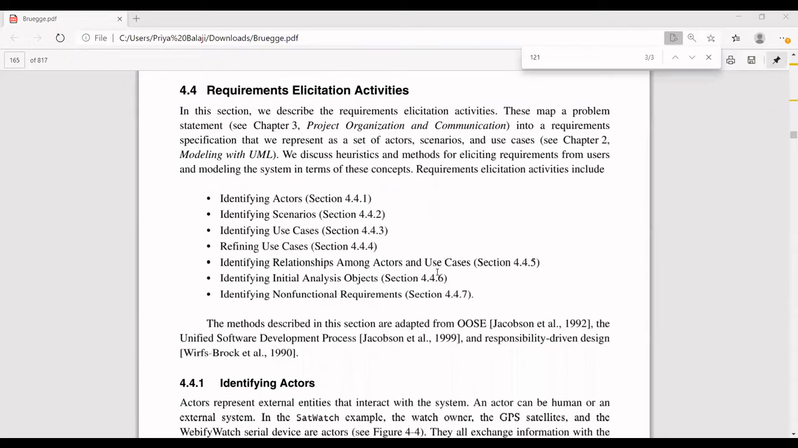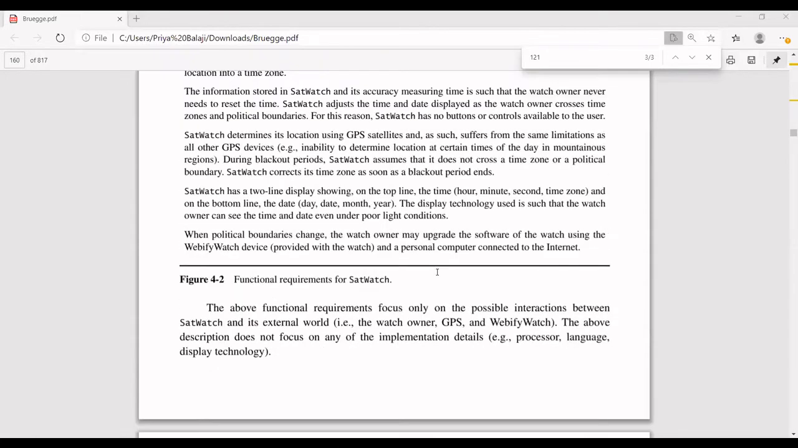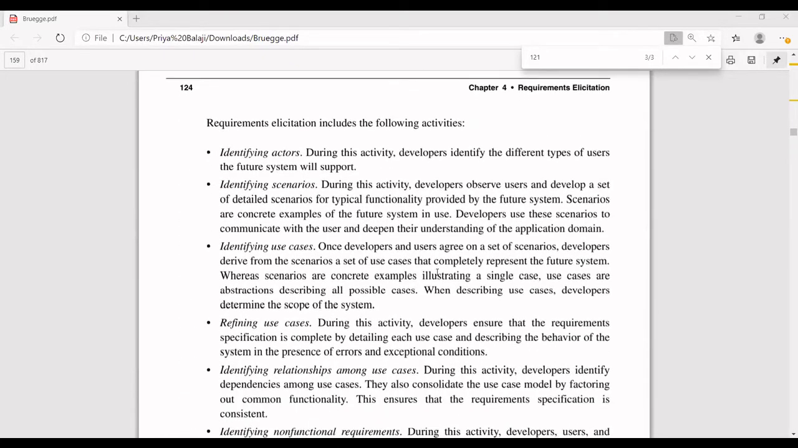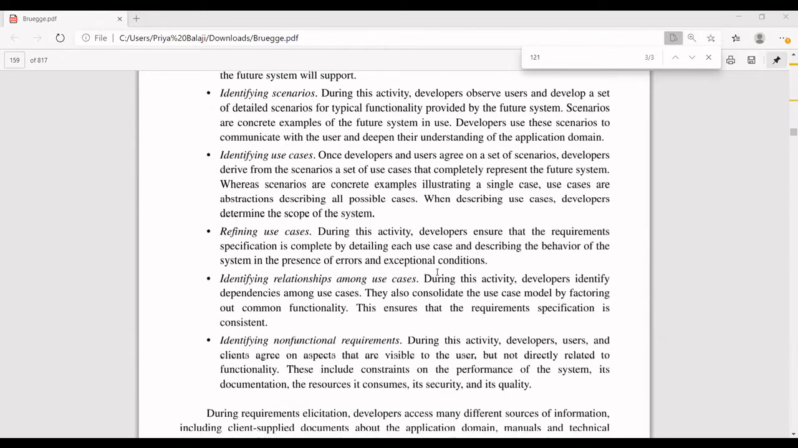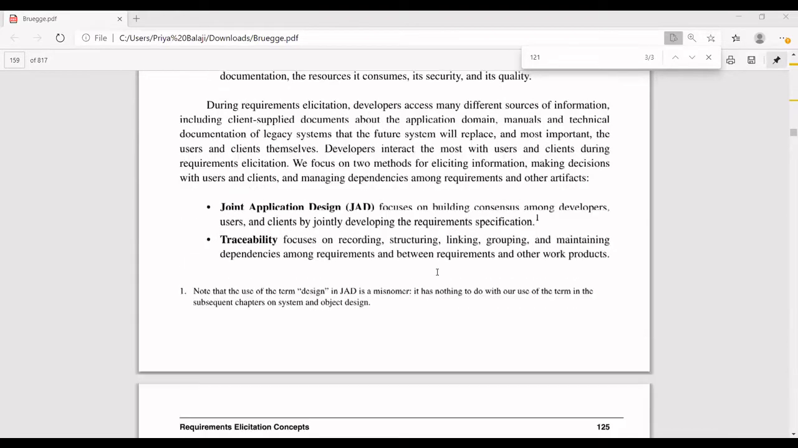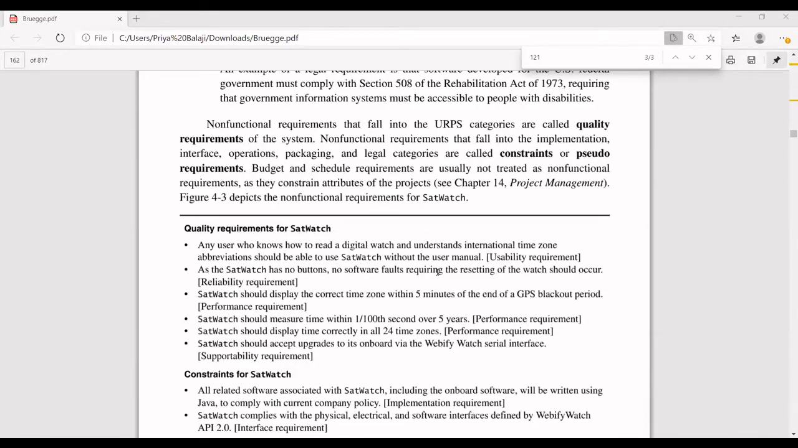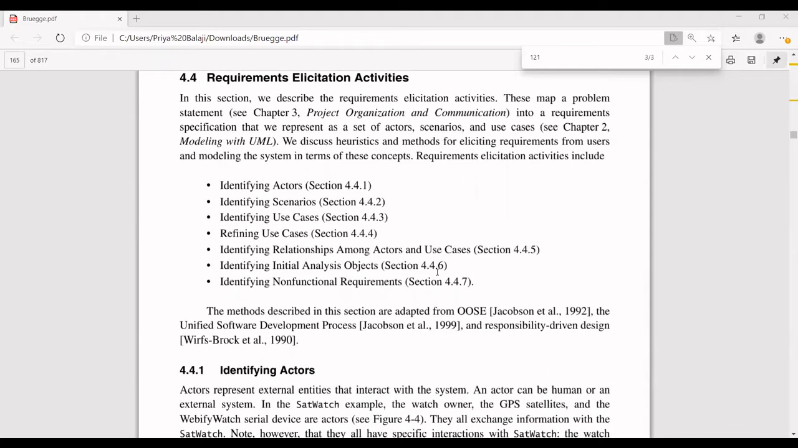Requirement elicitation activities. At the starting of this module itself, we have seen what the requirement elicitation activities are. Remember, these are the following activities. Now these things we are going to see in a little more detailed concept, how exactly you are going to use those activities. So the first one is identifying actors.